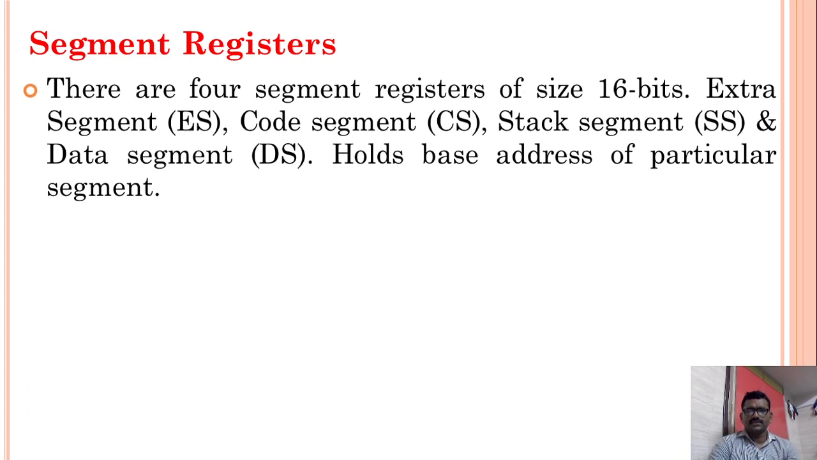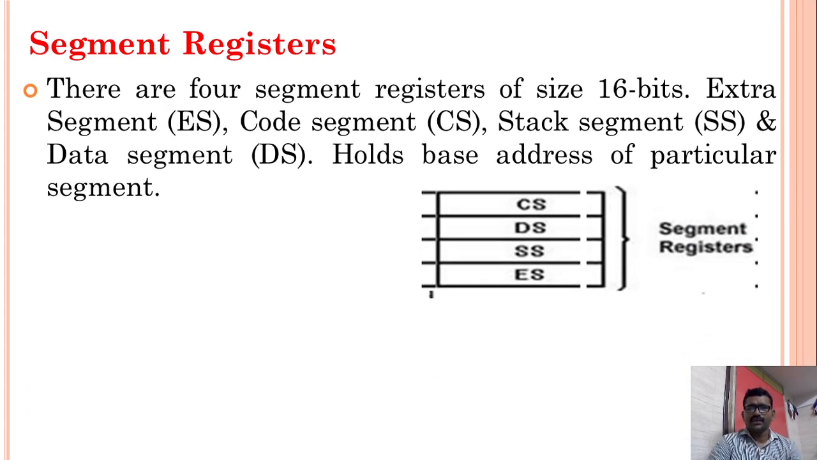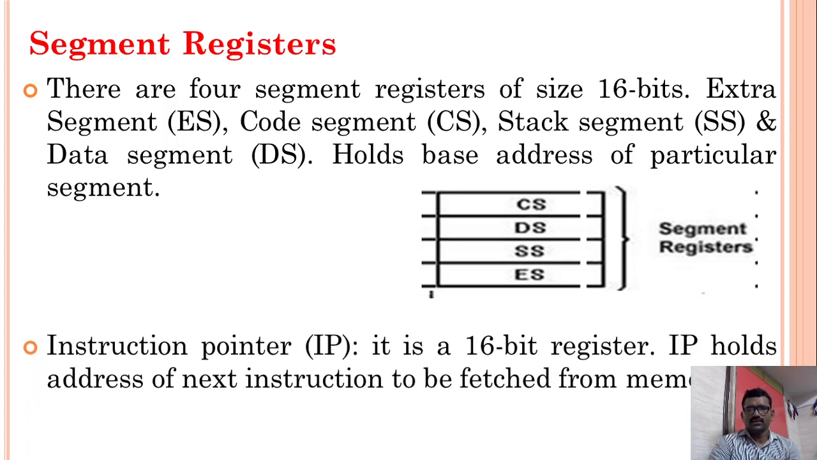Coming to the segment registers, there are 4 segment registers. As 8086 microprocessor uses memory segmentation scheme, all the memory is divided into fixed size segments, each of size 64 kilobytes. The segment has a starting address. The segment register holds the starting address of a segment, and the instruction pointer points to the address of the next instruction to be fetched from the code segment.